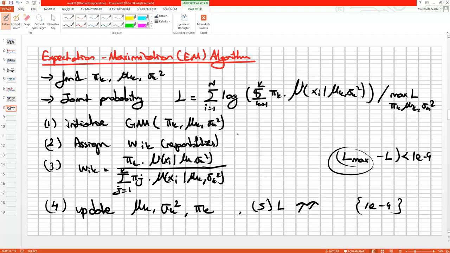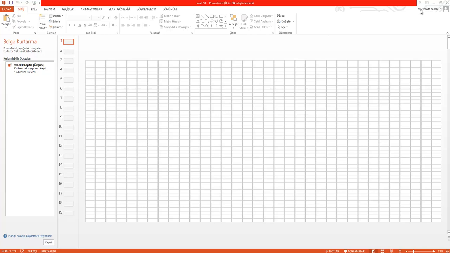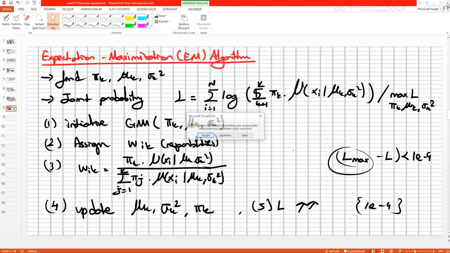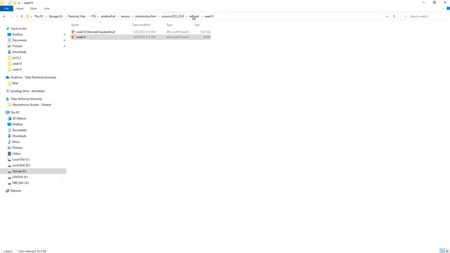Because we want to maximize the whole algorithm in here. Okay, so we need to write this code or this implementation for each case. Okay, so firstly we need to open VS Code like this one.